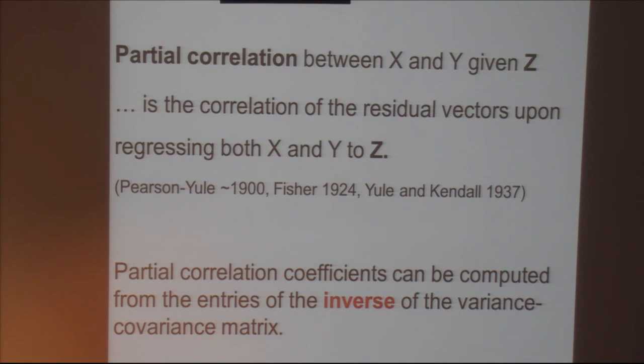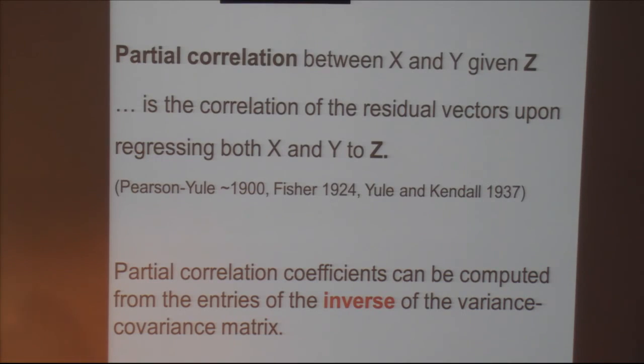What about the partial correlation coefficient? I said the partial correlation is the correlation of the residual vector upon regressing both x and y to the remaining variables. The remaining variables are here written as this boldface z. I also said this is about 100 years old. It started with a longish discussion between Pearson and Yule that began a little bit before 1900 and stretched on. And it was all under the headline of finding causal relationships.